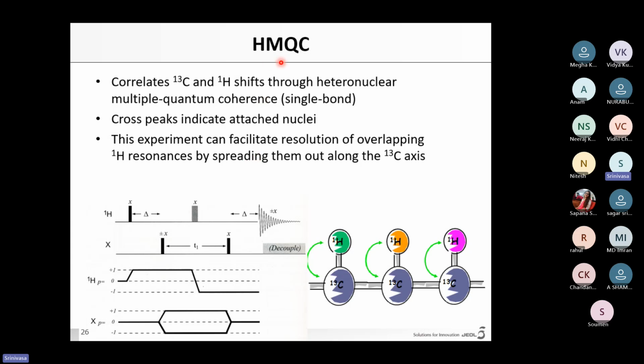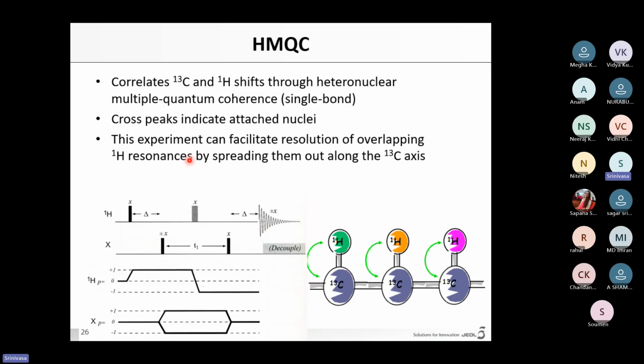The next experiment is HMQC. HMQC is basically heteronuclear multiple quantum correlation spectroscopy. It is basically a correlation between the carbon and the proton shift, and the cross peaks indicate attached nuclei. Like in this example representation, the proton and this carbon are coupled. This can be seen. This is a pulse program.